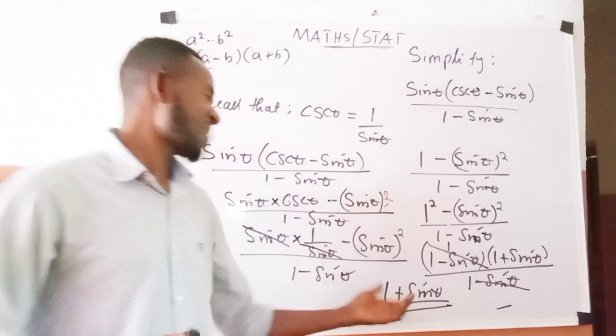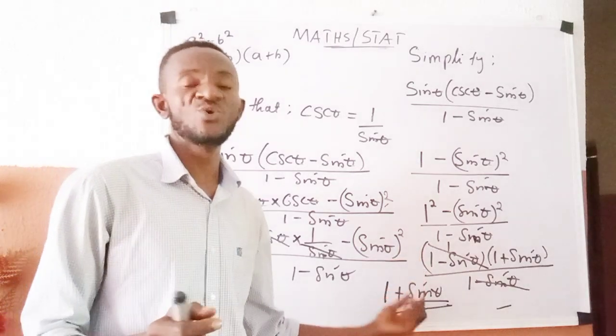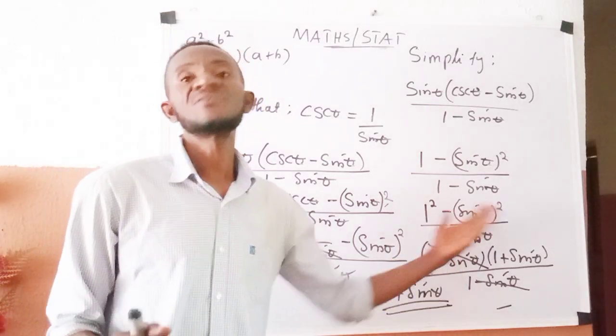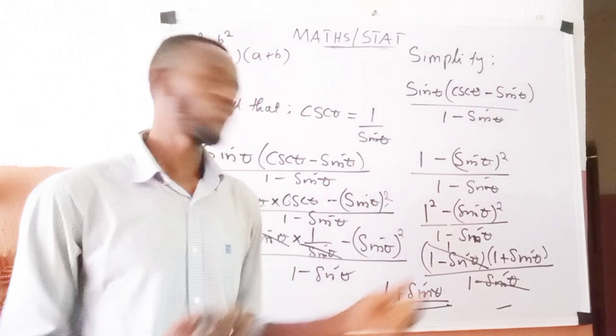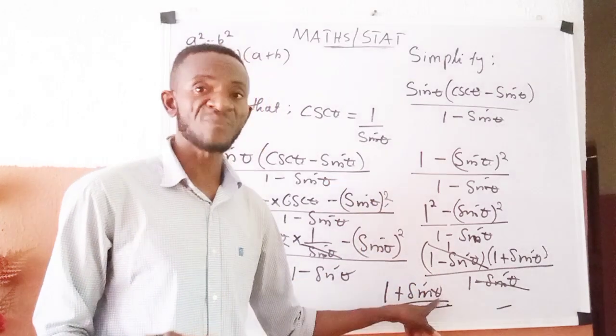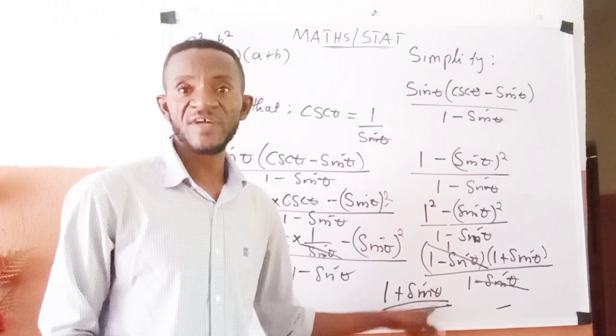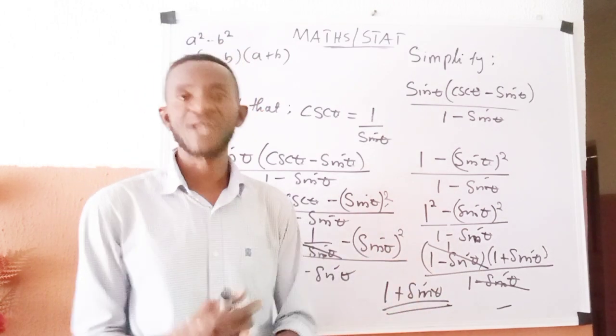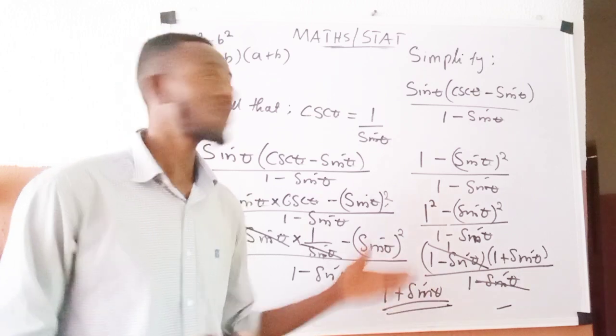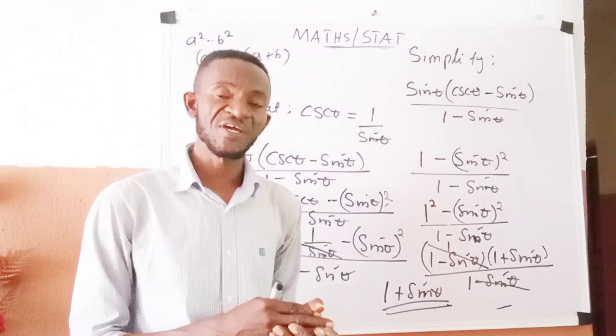They can make you solve this further by telling you, if theta is this, evaluate your final answer. So if theta is 30, sine 30 is 1 over 2, and it becomes 1 over 2 plus 1, which is 3 over 2. This is how to go about solving this kind of problem.